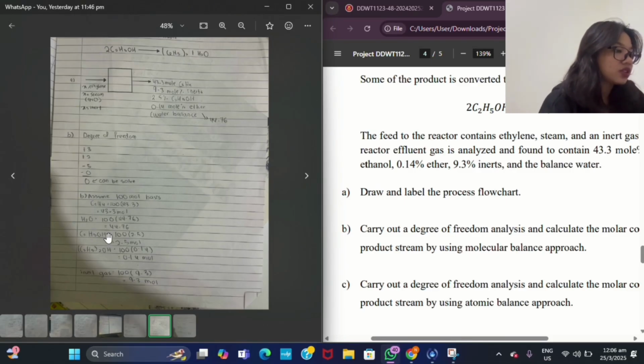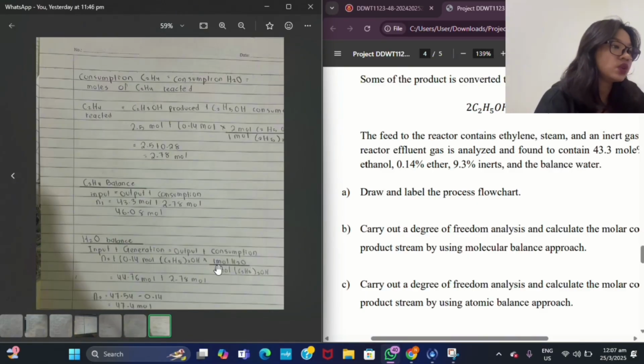For H2O, we're going to get 44.76 mole. C2H5OH, we're going to get 2.5. (C2H5)2O, and we're going to get 0.14. And the last one, inert gas, 100 times 9.3, which is here, the given. And we will get 9.3 mole.